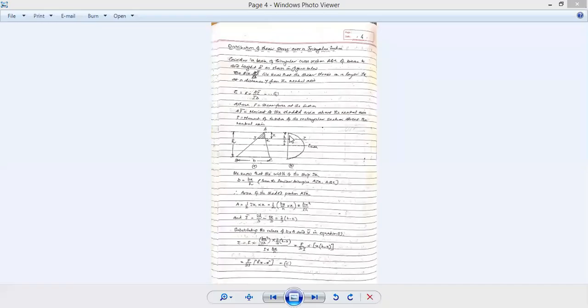This is the distribution of shear stress like this. Here at h by 2 it is tau max, and it is 0 at the top and 0 at the bottom.